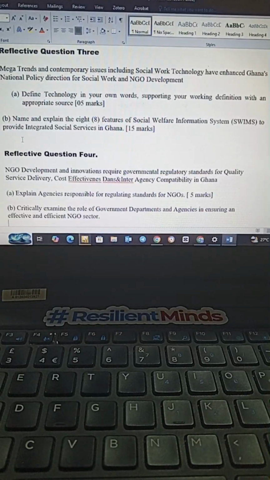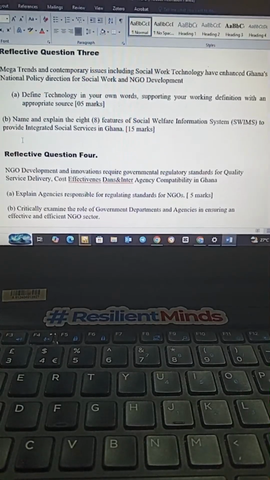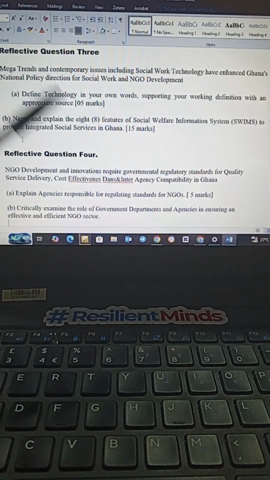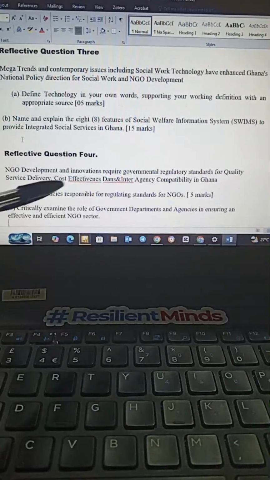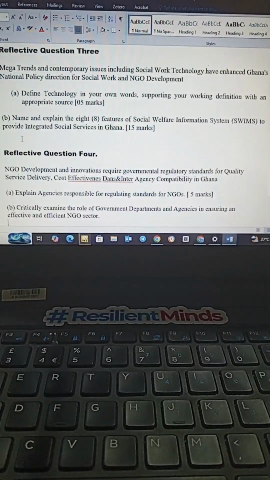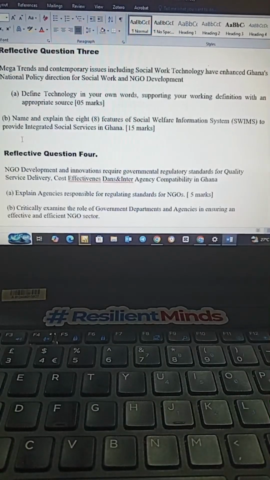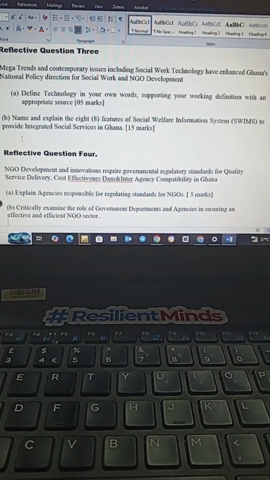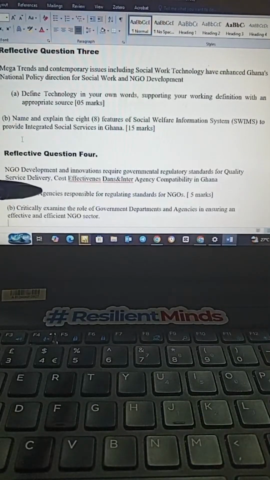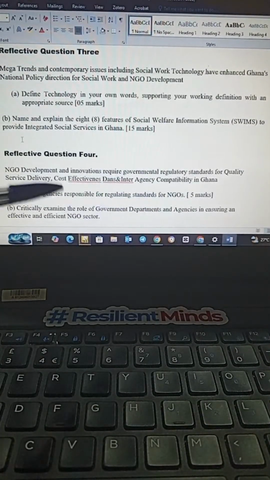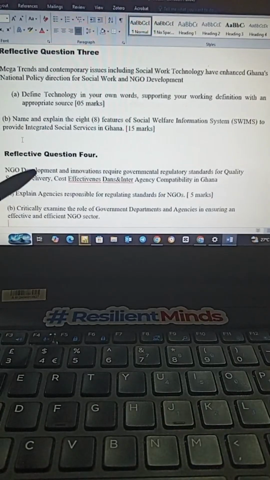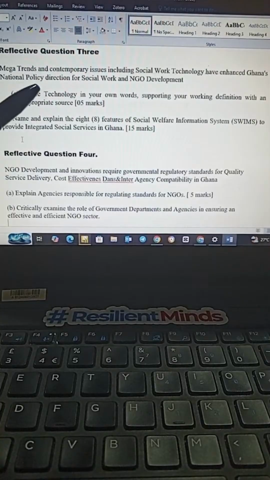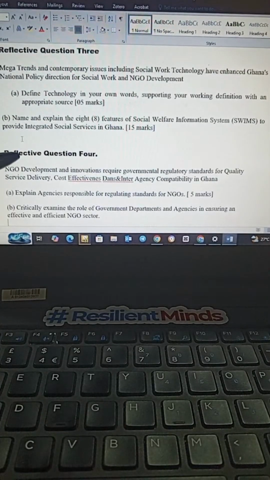He says that we should explain agencies. I think he did this one with you guys. When it comes to NGO regulations, we have agencies that are responsible for the regulation of NGOs within every region that you find yourself. So this question is one that I know, regardless, will come. Because when it comes to NGO regulation, you can't bypass a question about this because you are doing NGO. So definitely there must be a question on NGO regulations.